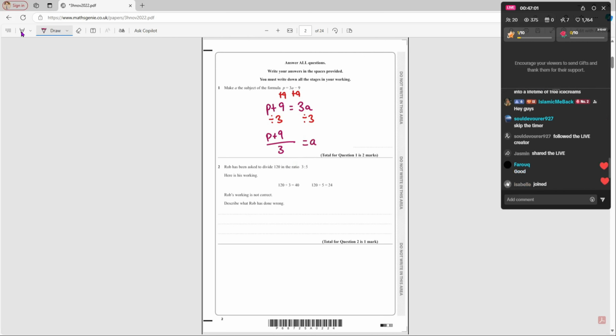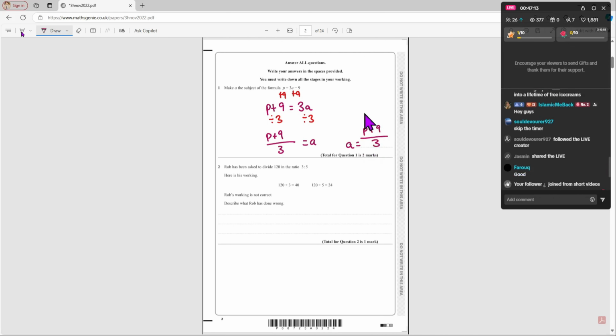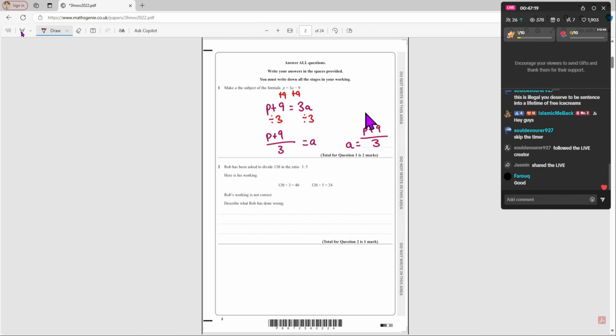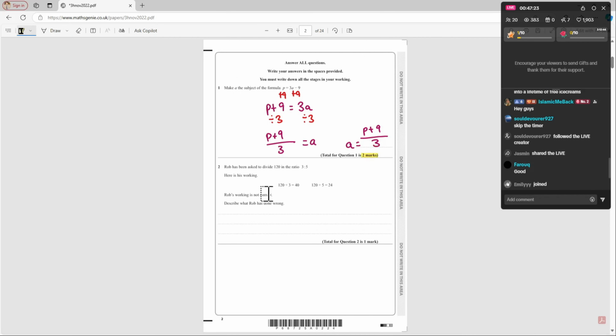And then whenever you're writing the subject of the formula, make sure that the letter you're making the subject of the formula is on the left-hand side. So you're going to write it as A is equal to P plus 9 over 3, okay? And that will be the subject. That will be your answer. So A as the subject of the formula. This question was worth 2 marks in total.